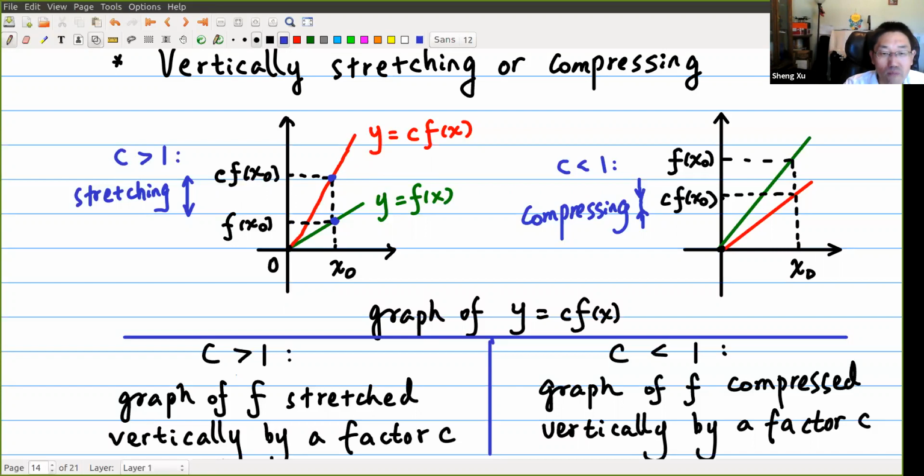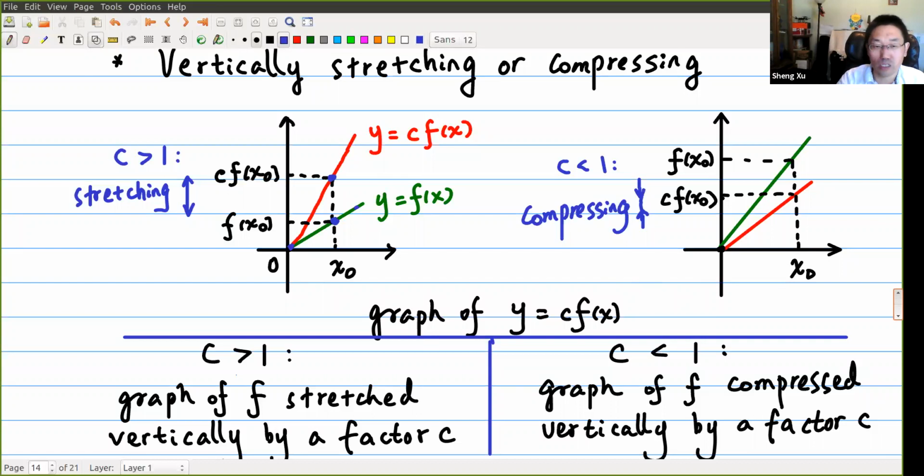So the ratio now is not a distance; it's the ratio of the y values, which is always c. The ratio is the same. So for example, if I look at the zero point here, zero multiplied by c is zero, so this point does not get distorted, it's not moving. That's why you see this kind of behavior. The ratio is the same, not the distance.